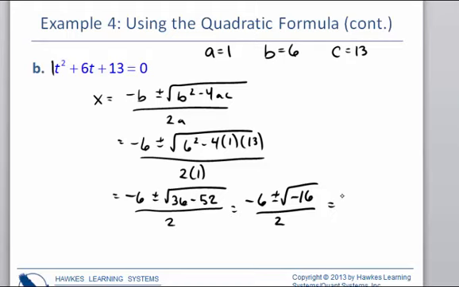What is the square root of negative 16? The square root of 16 is 4. And because it is a negative, we're going to put an i on that. All right, and again, we can simplify this as long as we can divide into all 3 of those positions. They are all divisible by 2. 2 goes into 2 once, 2 goes into 6 3 times, 2 goes into 4 twice. And so our final answer will look like x is equal to, or actually t in this case, t is equal to negative 3 plus or minus 2i.